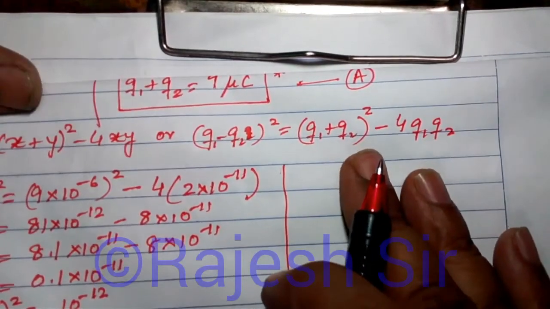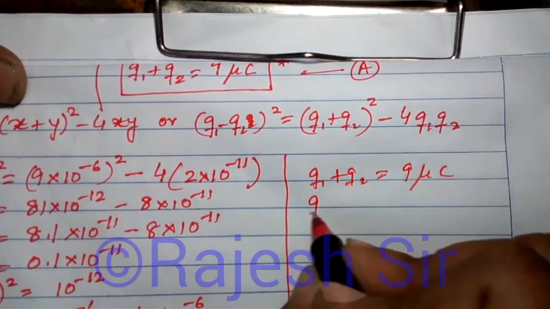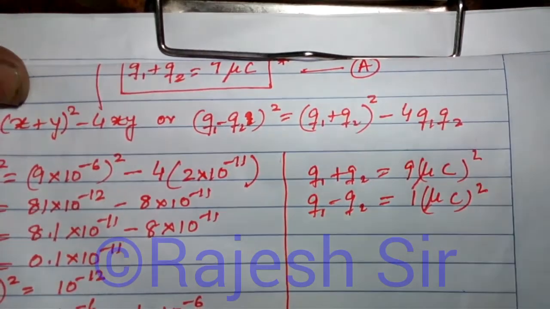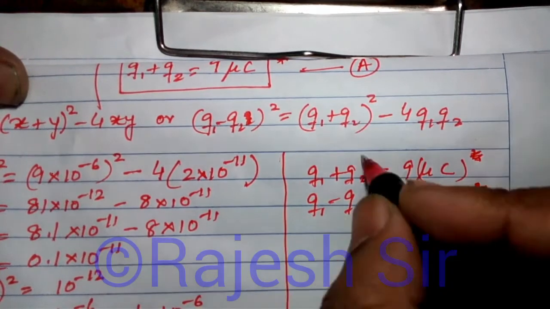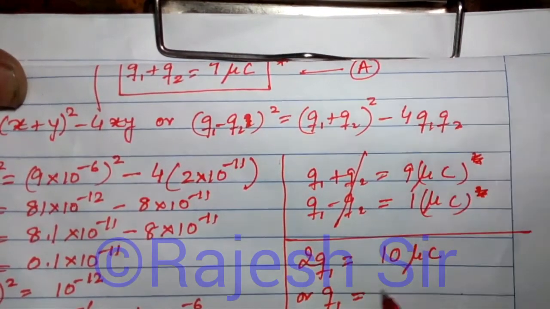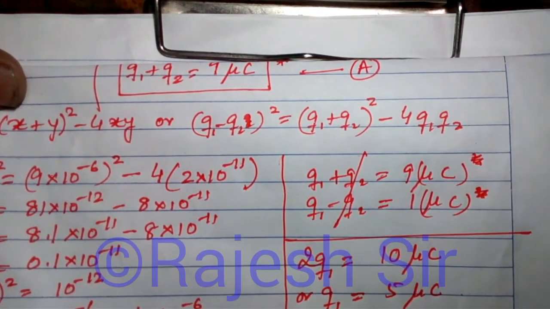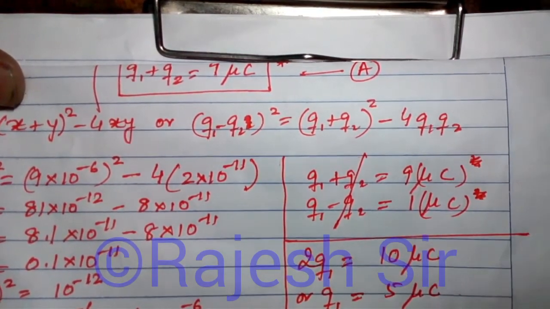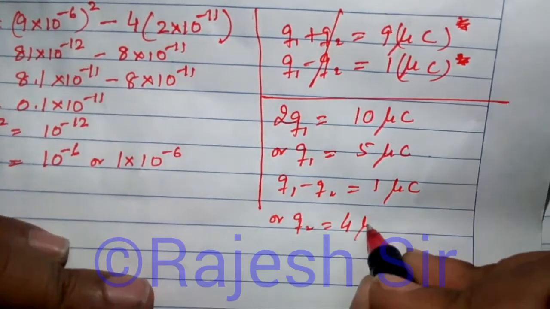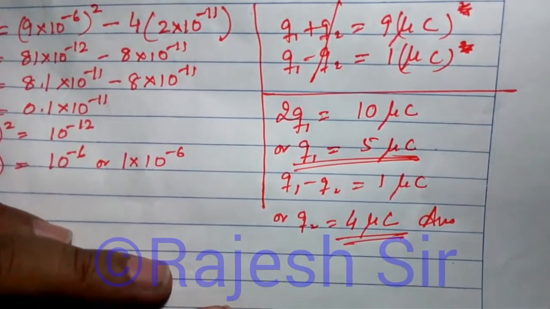Now I'm going to take the help of simultaneous linear equations. Q1 plus Q2 was 9 microcoulomb, while Q1 minus Q2 was 1 microcoulomb. So solving it out, it becomes 2Q1 is equal to 10 microcoulomb, or Q1 is equal to 5 microcoulomb. Substituting it in any one of the above equations, Q1 minus Q2 being equal to 1 microcoulomb, or simply Q2 is equal to 4 microcoulomb. That's the answer. One charge being 5 microcoulomb, while the other charge being 4 microcoulomb.